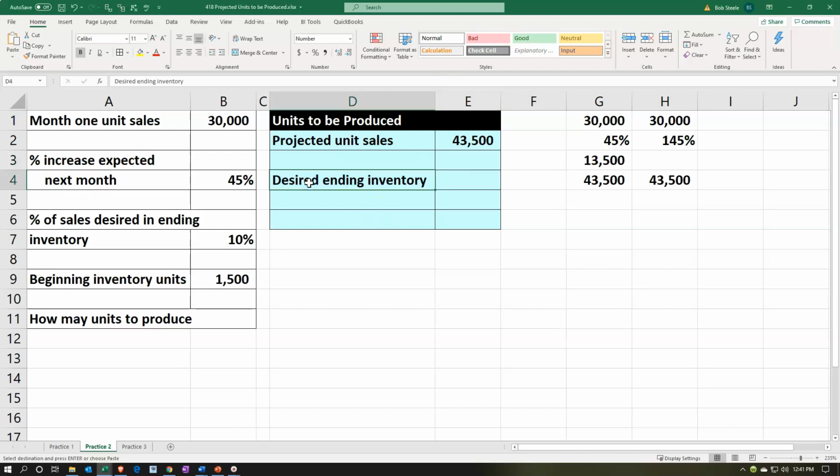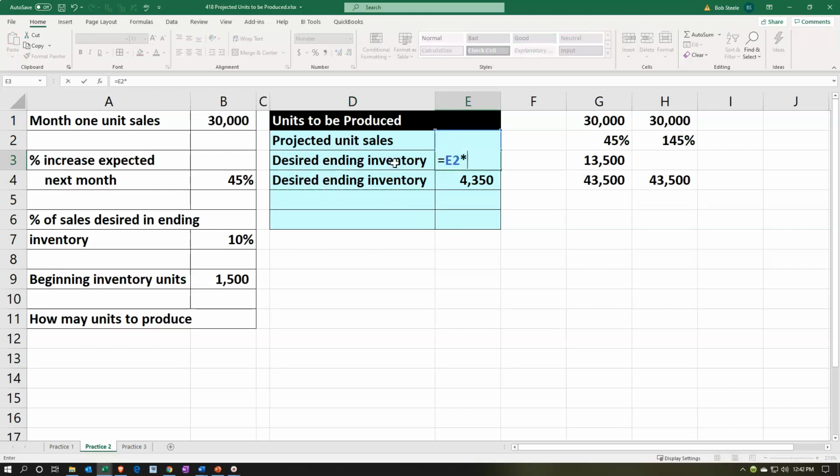Desired ending inventory is going to be 10% of the sales. So we'll just pick up the sales of the 43.5 times that 10%. That's what we want to have in ending inventory, but I put it down there for some reason. I'm going to move this up. Hold on a second. Let's do this again. Sorry about that. And there we have that.